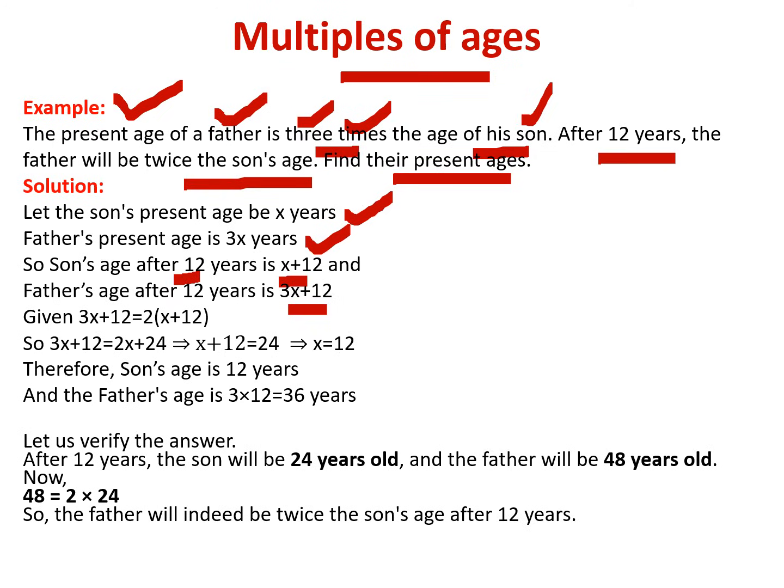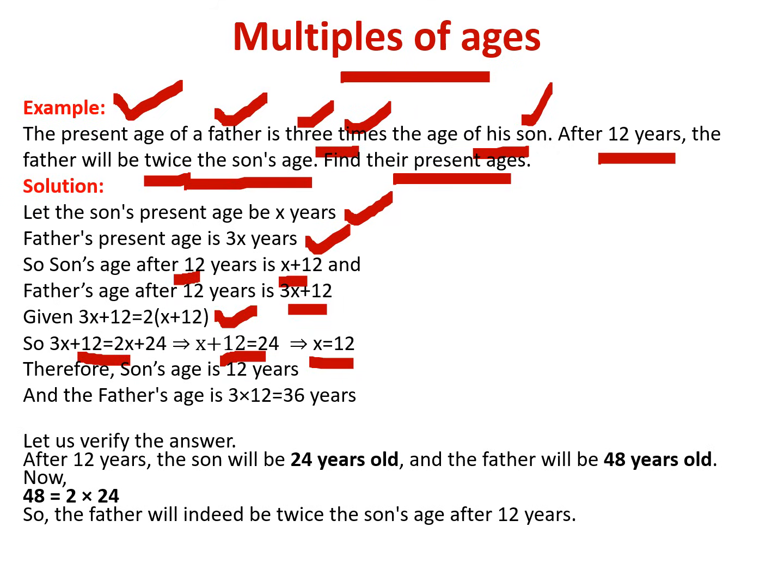We are then told that after 12 years, the father's age will be twice the son's age. Therefore, we can form the equation 3x plus 12 equals 2 times the quantity x plus 12. Now, let us simplify the equation. We get 3x plus 12 equals 2x plus 24. Subtracting 2x from both sides, we get x plus 12 equals 24. Thus, we get x equals 12.